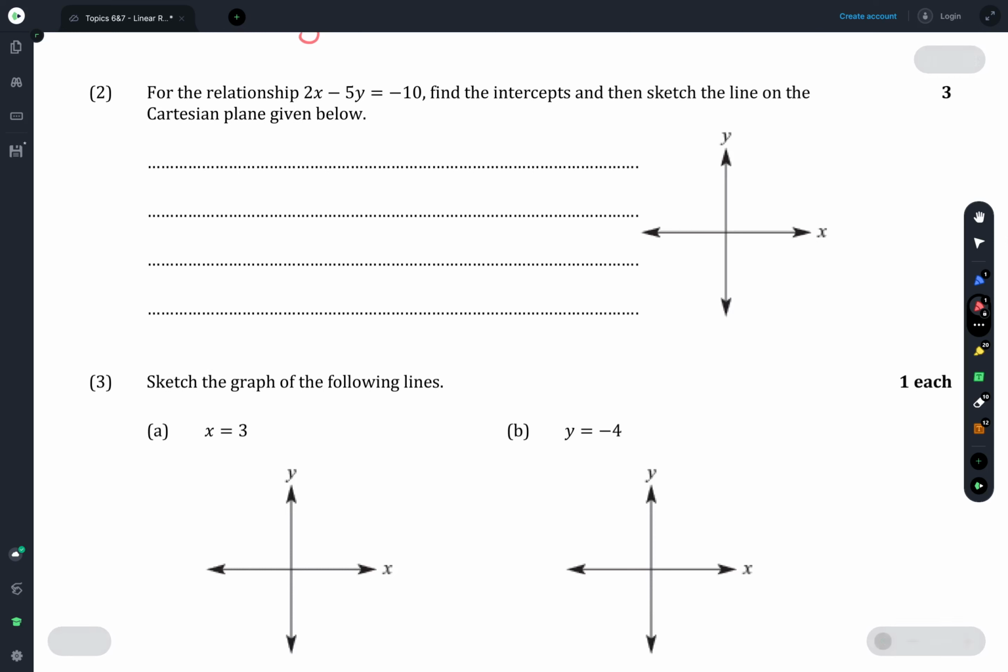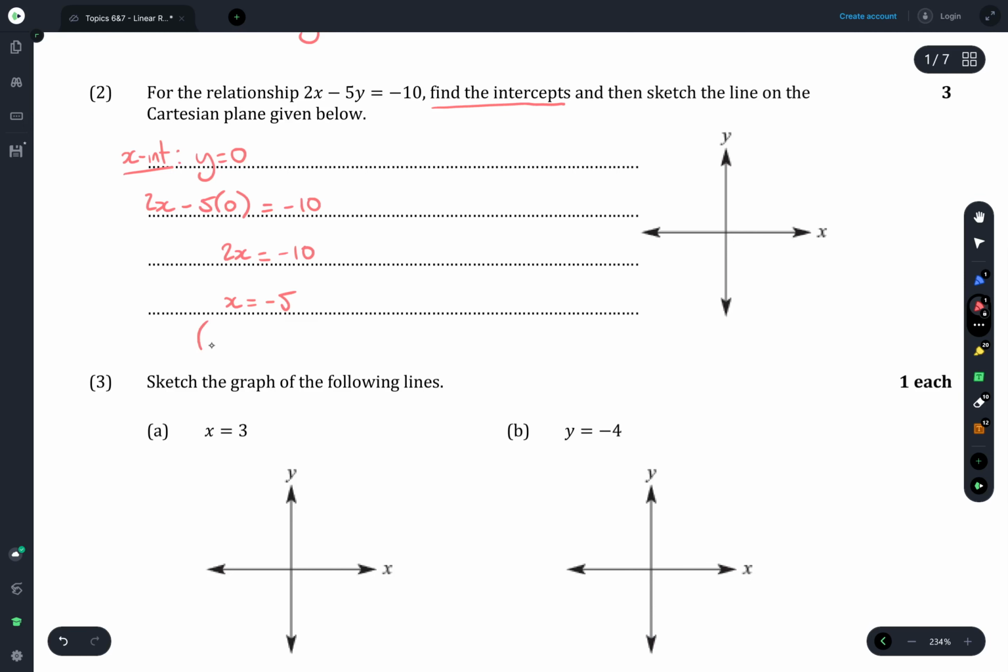Going into this next question, for the relationship 2x minus 5y equals negative 10, find the intercepts and then sketch the line on the Cartesian plane given below. So here we want to find the intercepts, so we'll just do them one at a time. To start us off, if I'm trying to find the x-intercept, we know that we need to make y equal 0. So we're just going to have 2x minus 5 times 0, so I'm just replacing the y with 0, and that equals negative 10. So negative 5 times 0 is just 0, so we're left with 2x equals negative 10, and then x equals negative 5. So therefore, my x-intercept is negative 5, 0.